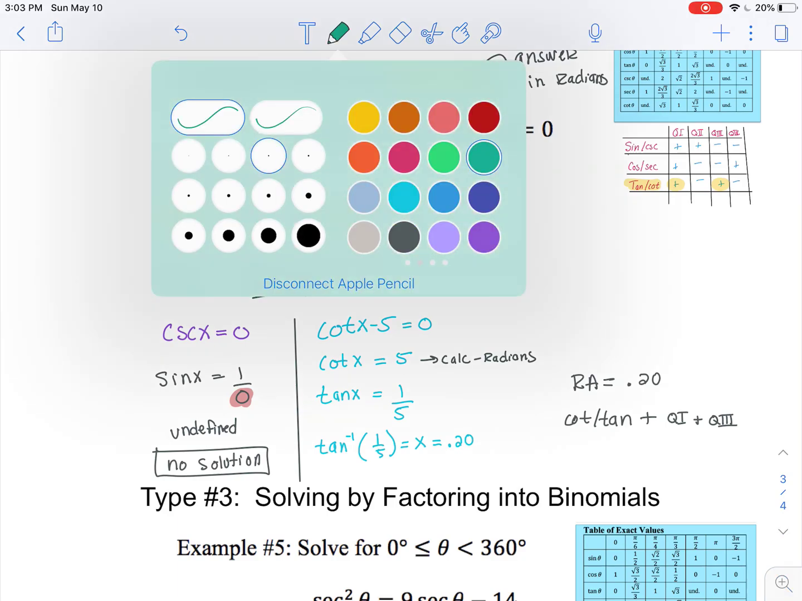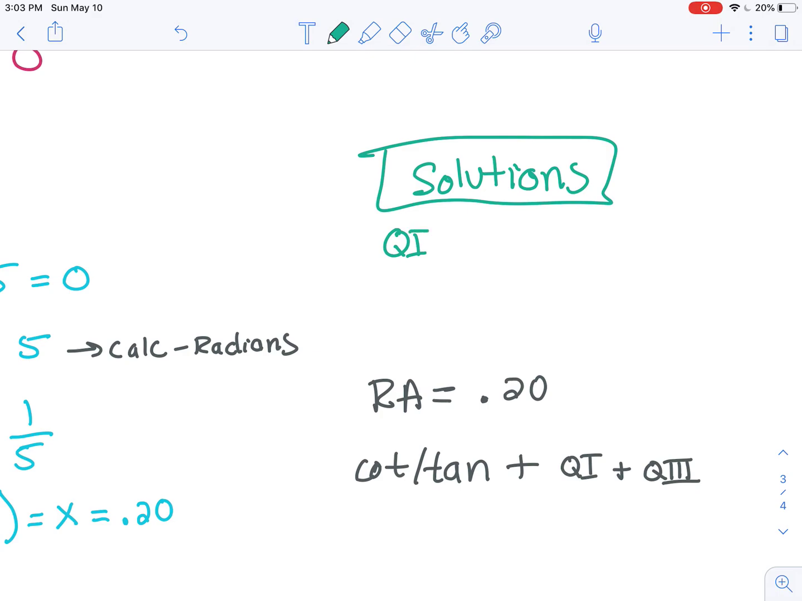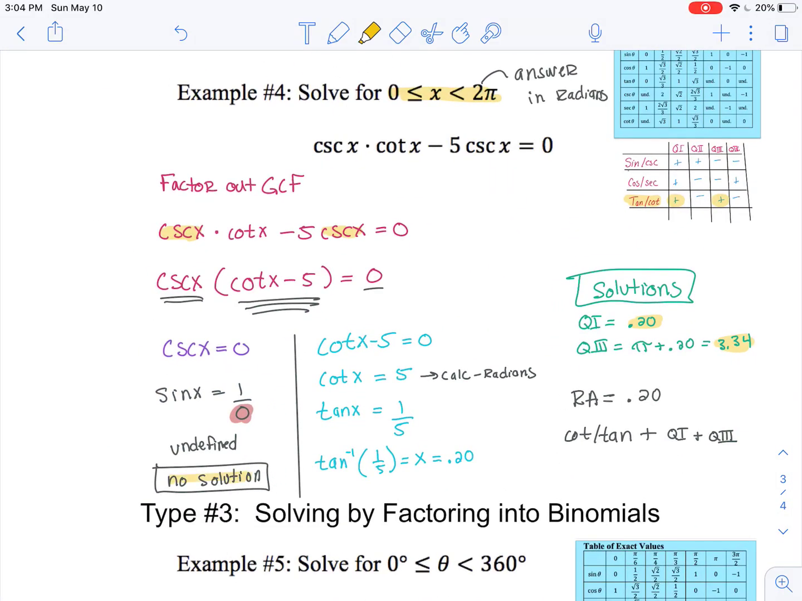So let's move up here and give our solutions. My solutions will be a quadrant 1 solution is 0.20. My quadrant 3 solution is going to be pi plus 0.20. And so that will give us 3.34. And so that gives us two solutions. So we have a solution here, we have a solution here, and then over here we had a no solution.